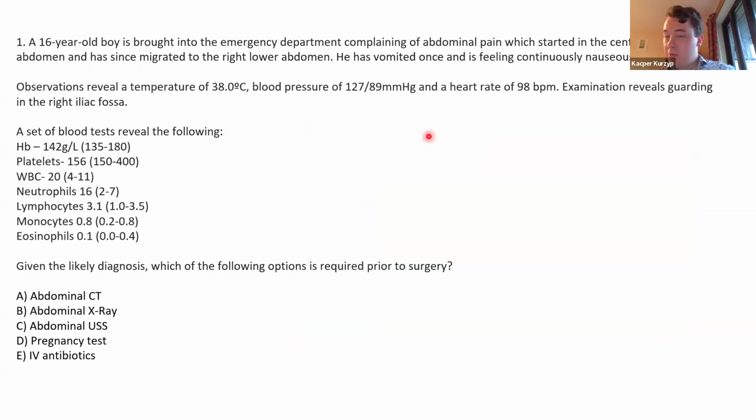We have a few questions before we go on to the second section of the talk. Anybody wants to quickly walk through this one?